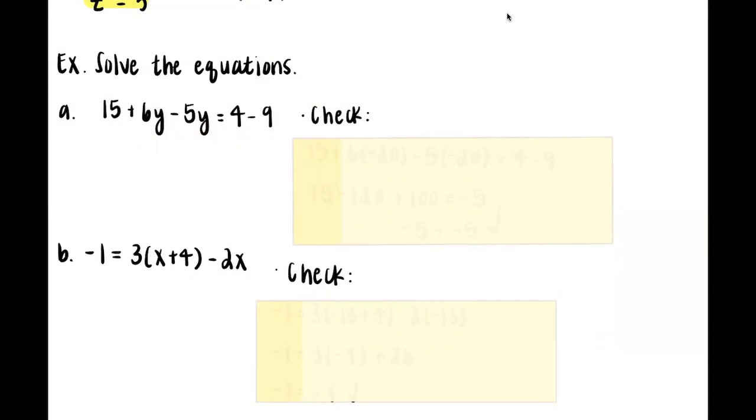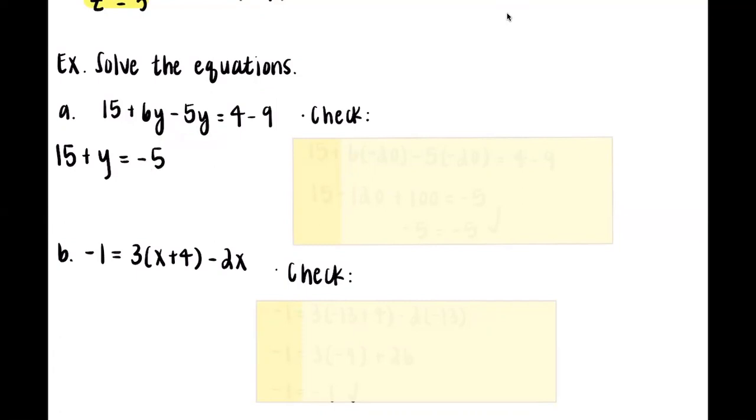So we have 15. Well, what is 6y minus 5y? How many y's do I have here? Well, that's really just 1 y. Because 6 minus 5 is 1. So 15 plus y is equal to, well, what is 4 minus 9? That will give us negative 5 because I have more negatives than positives.